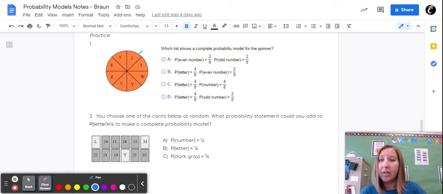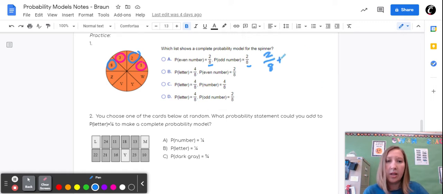It says the probability of an even number. So I've got an even number. That's going to be my 2 and my 8. And the probability of an odd number. Okay, so then I'm going to have, I'll change up my colors here, 1 and 3. So if I want to find the probability of an even number, it's going to be 2 out of 8 because I have 8 possible outcomes here, and 2 of those are even. The probability of an odd number is also 2/8 because I have 2 odd numbers out of 8 possible outcomes. So remember, we want to add these together, and if I do 2/8 plus 2/8, I get 4/8, and that does not equal 1.